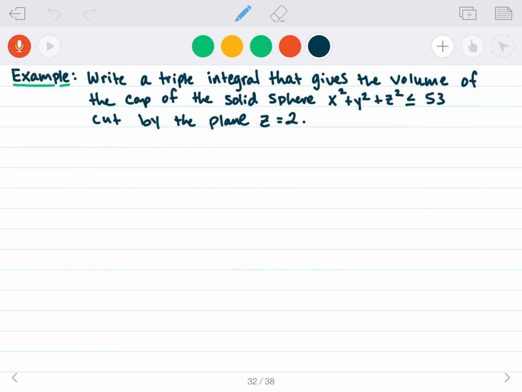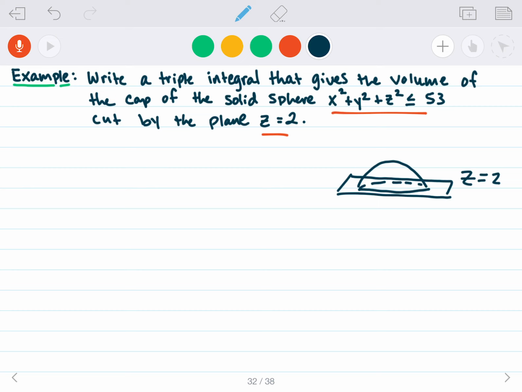Alright, so let's try this one. We want to write a triple integral that gives the volume of the cap of the solid sphere cut by the plane z equals 2. So we want to know the volume of this cap right here, of the sphere. And this sphere is cut by the plane z equals 2. Okay, so this is our plane z equals 2. Not a great picture, but that's where it's cut.